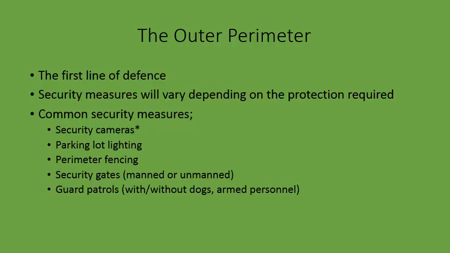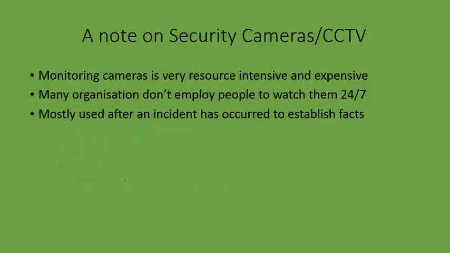We'll start with the outer perimeter. This really is the first line of defense. The security measures that are applied here will vary depending on the level of protection you require. Common security measures include things like security cameras, lighting for the parking lot, perimeter fencing, either manned or unmanned security gates, and guard patrols, maybe with guard dogs, maybe even armed personnel.